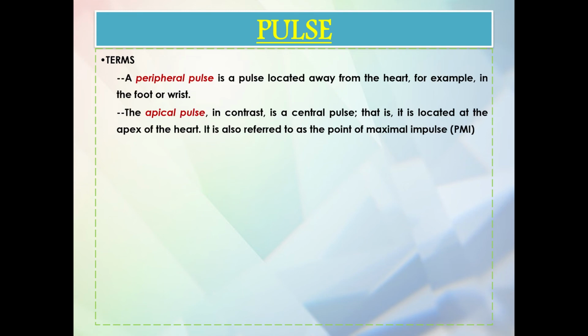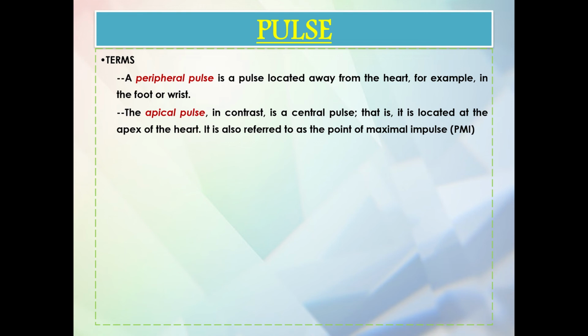Now, what are the different terms na ginagamit natin sa pulse rate of the patient? So, pag sinabing peripheral pulse, it is a pulse located away from the heart, for example, in the foot or wrist. So, kumukuha tayo sa peripheral pulse ng pasyente when we are using the radial pulse. So, that is the wrist. Apical pulse, in contrast, is a central pulse. So, yung pulso sa puso natin, that is the apical pulse, and that is a central pulse. So, that is located at the apex of the heart.